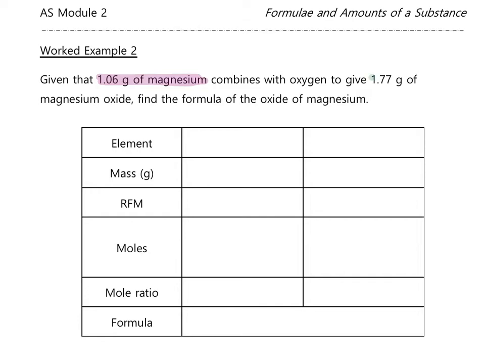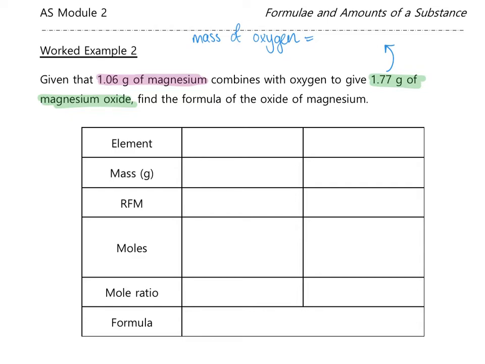So it says there to give 1.77 grams of magnesium oxide. So that's the total mass of my compound. So if that's the mass of my magnesium oxide, then what I need to do is work out the mass of the oxygen. If I'm going to get my formula correct, I need to know the mass of each of the elements within the formula. So I'm not putting the ratio of magnesium to magnesium oxide, I'm putting the ratio of magnesium to oxygen.